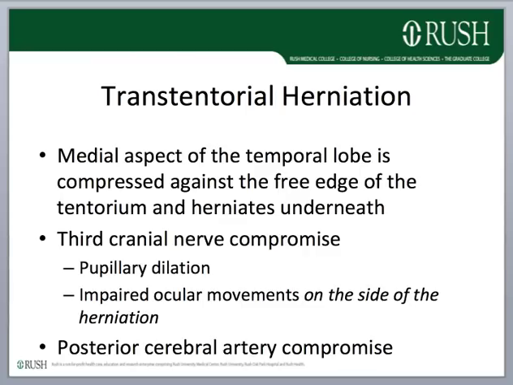Transtentorial herniation occurs when the medial aspect of the temporal lobe is compressed against or herniates underneath the free edge of the tentorium. This can result in compromise of the third cranial nerve, which results in pupillary dilation or impairment of ocular movements on the side of the herniation. It can also result in compromise of the posterior cerebral artery and the consequences which result from that.